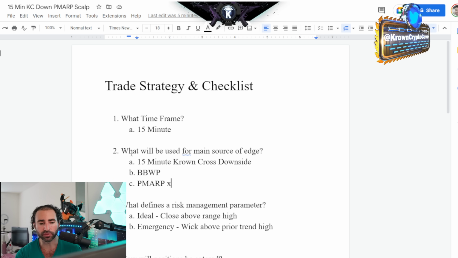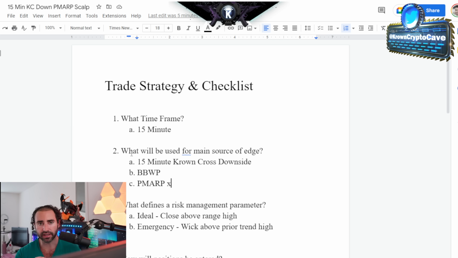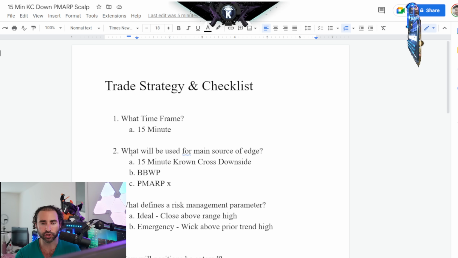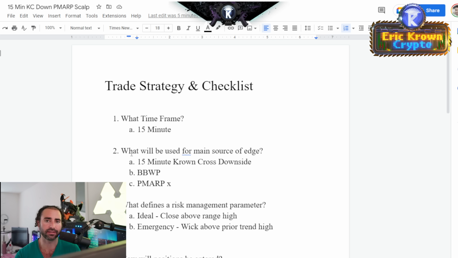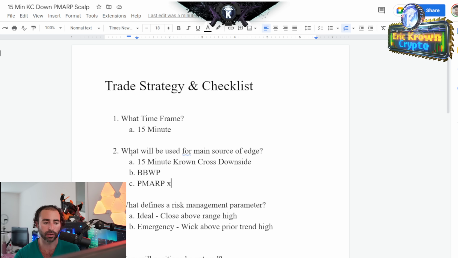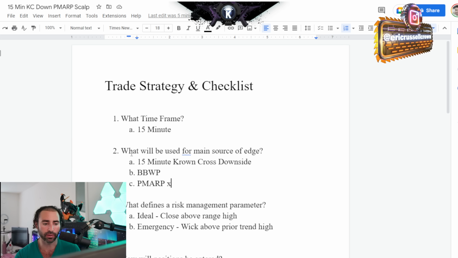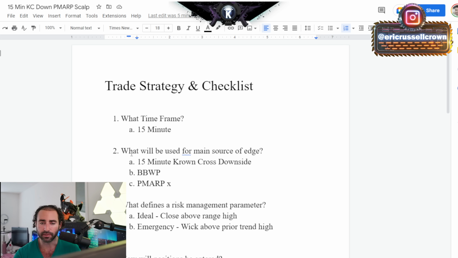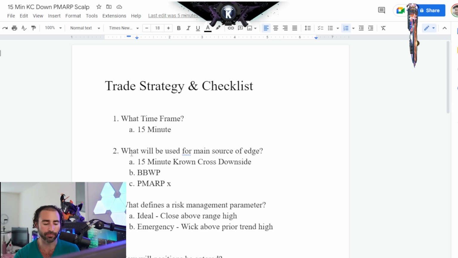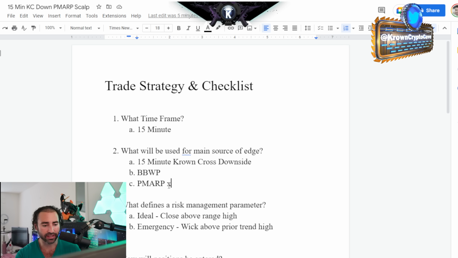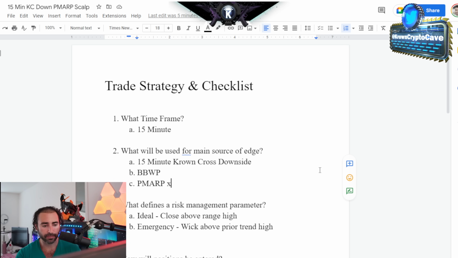Number two, what will we be using for our main sources of edge? So first things first, 15-minute Krown cross downside. That is just a 9, 21, and 55 exponential moving average. You can find an indicator that will incorporate that for free simply by typing in CTMAC on the TradingView public library. BBWP, same thing, Bollinger Band with percentile, freely available on the public library by simply typing in those 4 letters. And PMARP, 5 letters, also needed to type in on the public library that are freely available there as well. We do need to do some formatting, which is why I have the X there to remind myself. And those are the 3 indicators that we're essentially using.